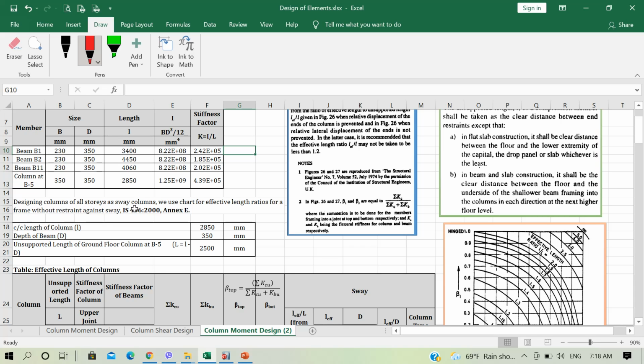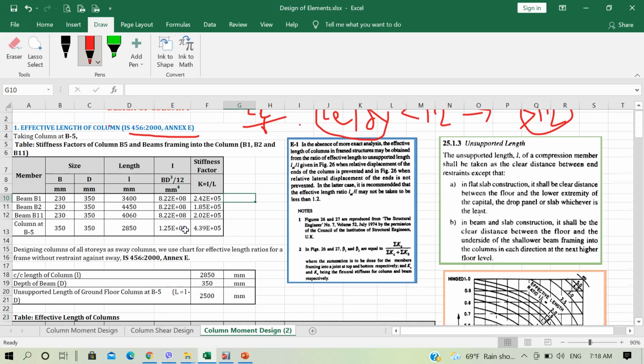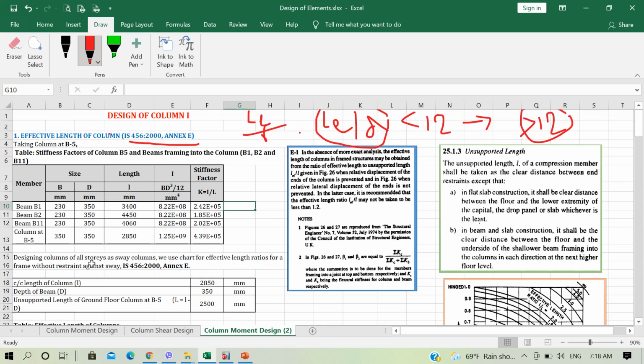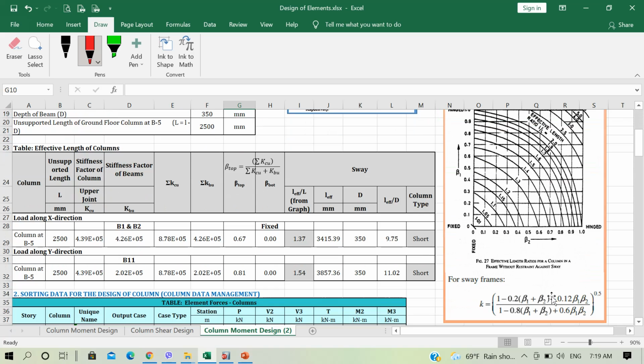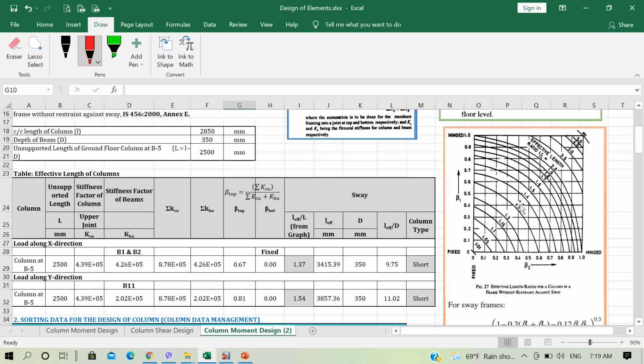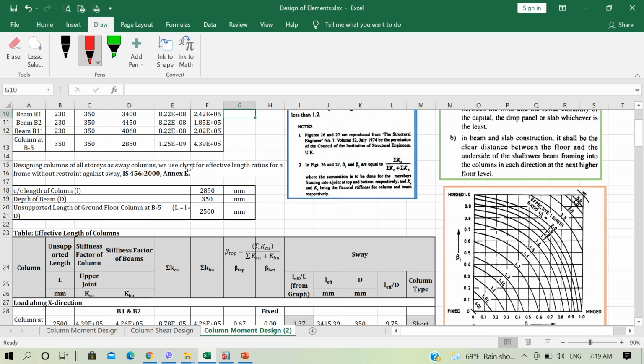Now, designing columns of all stories as sway columns, we use the chart for effective length ratios for a frame without restraint against sway. That is, in IS 456 Annex E there are two graphs. If you can see here, there is one graph for sway frames and there is another graph for non-sway frames. So we suppose that our columns of all stories are sway columns. That means our columns will deflect to the lateral side because we have lateral earthquake force.